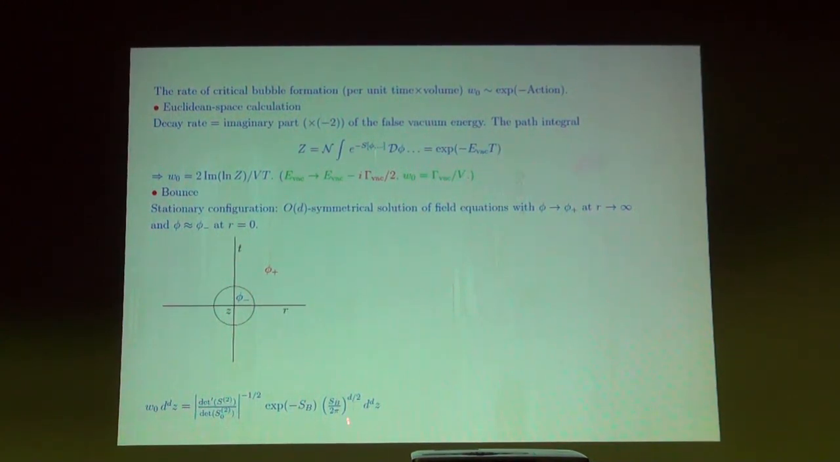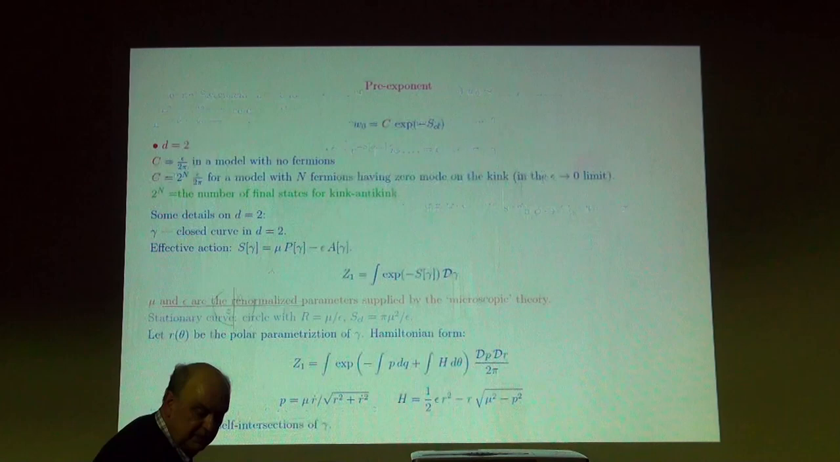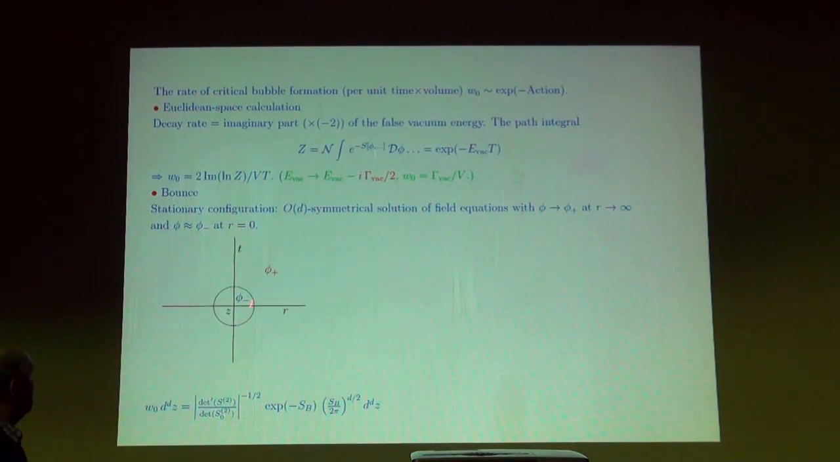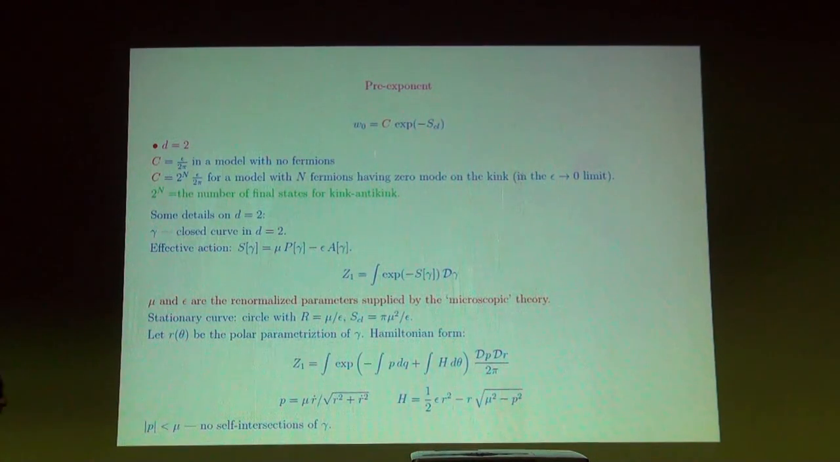And this observation of Coleman allowed him to develop an expression which includes not only calculating the exponential factor, which I showed to you, but also the pre-exponential factor as well. Taking into account the pre-exponential factor means considering not just spherical bubbles, or in the case of space-time, what are called bounces, but also considering small fluctuations and summing their contribution in the path integral. Small perturbations around the classical solution.